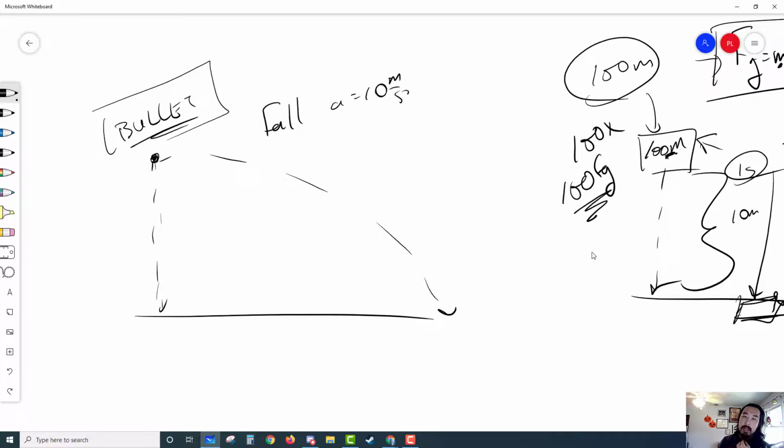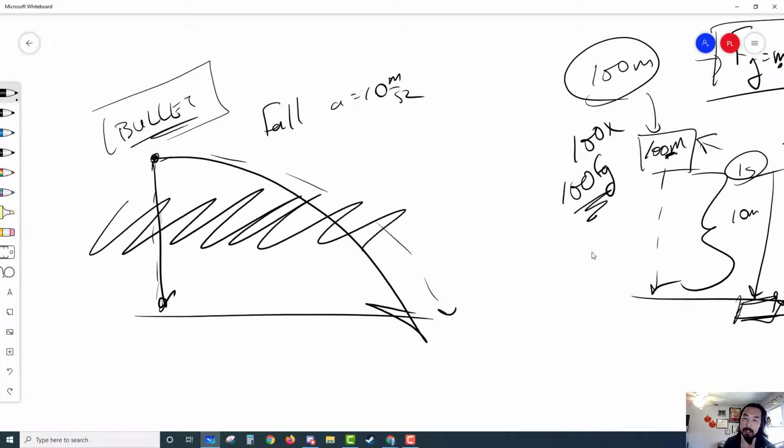Which is going to be 10 meters per second squared. So if this object is falling at 10 meters per second squared and this object is falling at 10 meters per second squared, they will hit the ground at the same time. Now that is if and only if there's nothing in between. There's nothing in between.